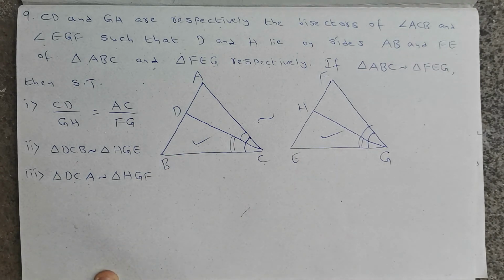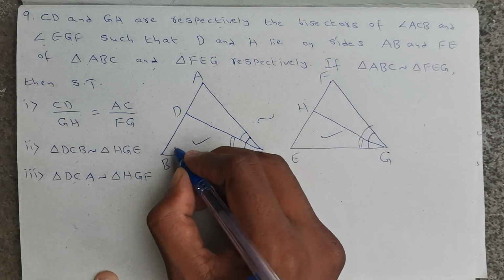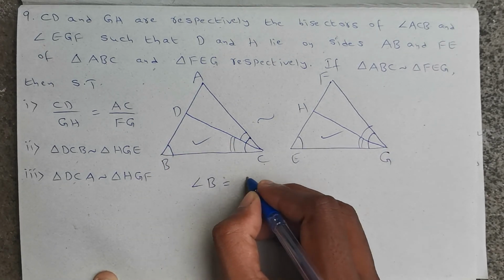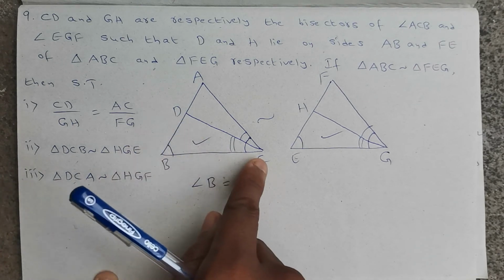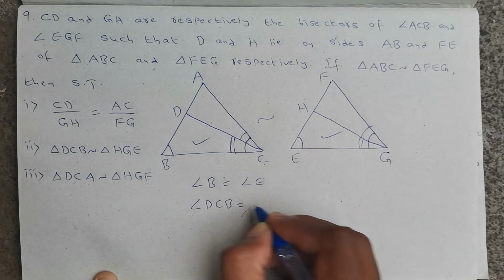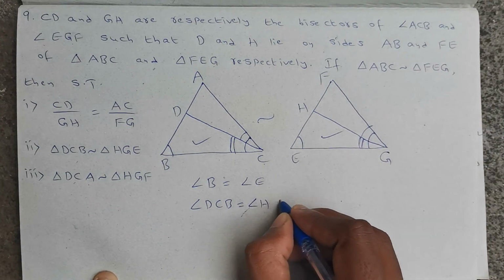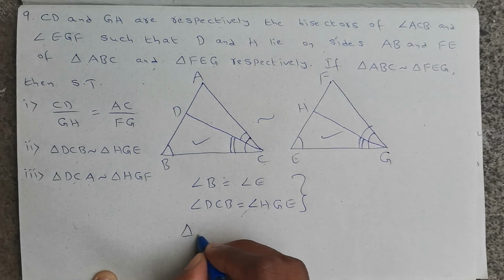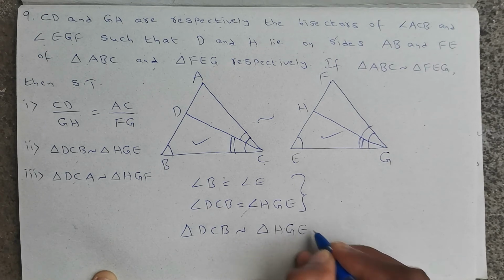Okay, let us start. In the question itself, he gave that these bigger triangles are similar to each other. So it means angle B is equal to angle E. Angle B is equal to angle E, and this is the bisection. So angle DCB, this part, is equal to angle HGE, this part. So according to AA criteria, we can conclude that triangle DCB is similar to triangle HGE.